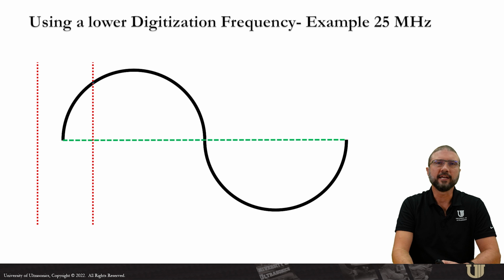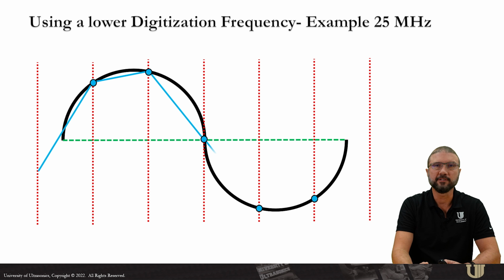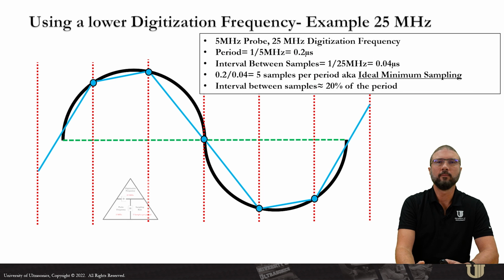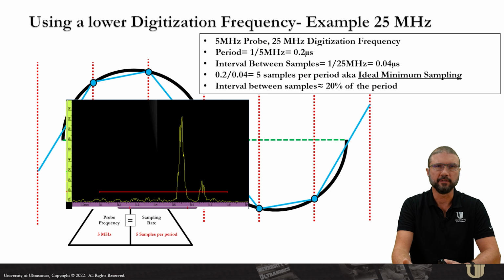So what if we use a lower digitization frequency? What if our instrument would let us manually adjust this? Well, some instruments do and some don't. If we did, our A-scan would not have as high of a resolution, but we would get an increase in scanning speed and have smaller data files. So signal quality may degrade just a little bit, but your production could be increased.